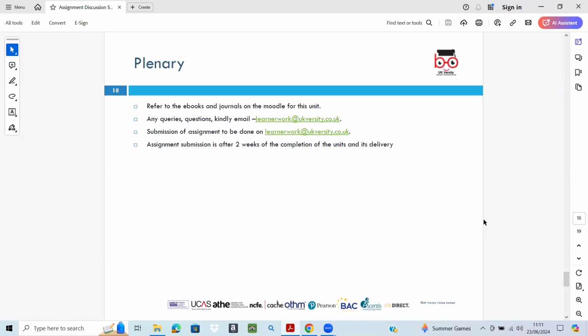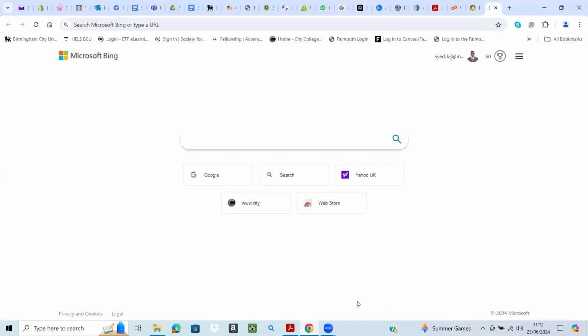So again, I'll show you some practical bits related to the in-text citation and references. Any questions from students? If you have any question, then please do ask, if you struggle with any aspect of the assignment.